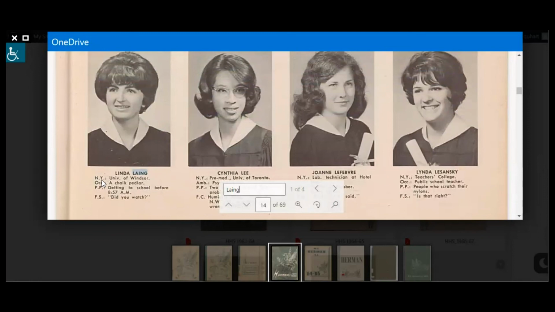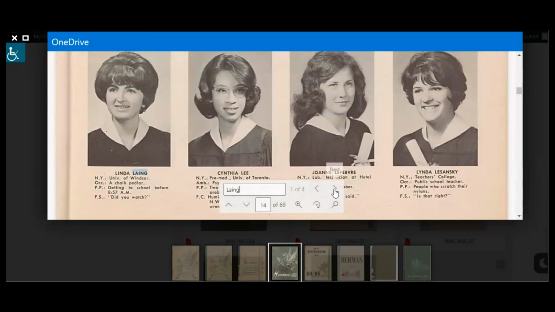And it tells me that next year she is going to the University of Windsor. Her occupation, a chalk peddler, no idea what that's referring to. And her pet peeve, getting to school before 8:57 a.m. And her favorite saying, did you watch? Which was referring to TV shows.